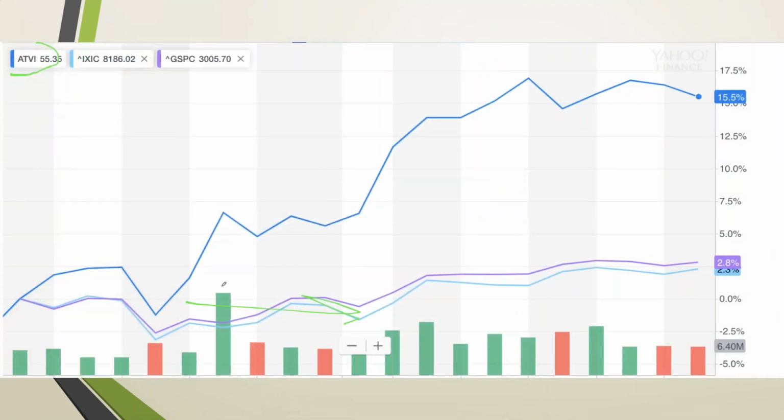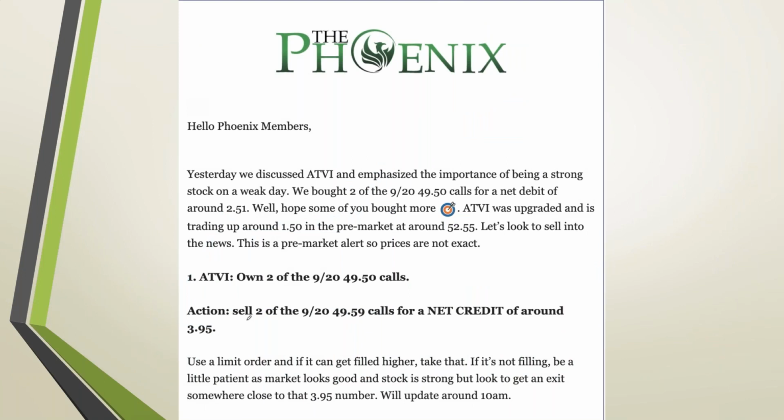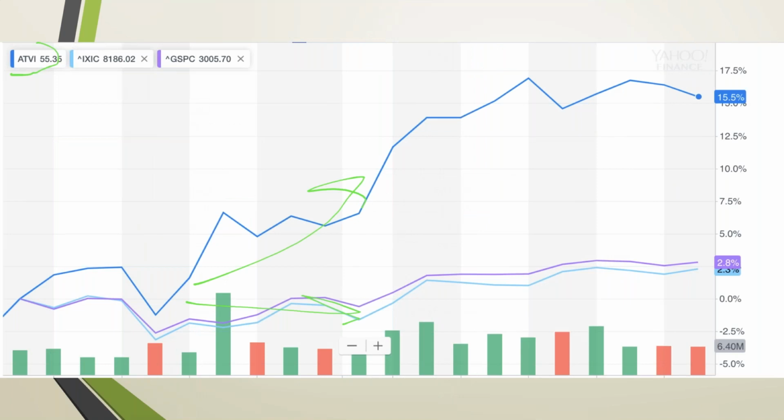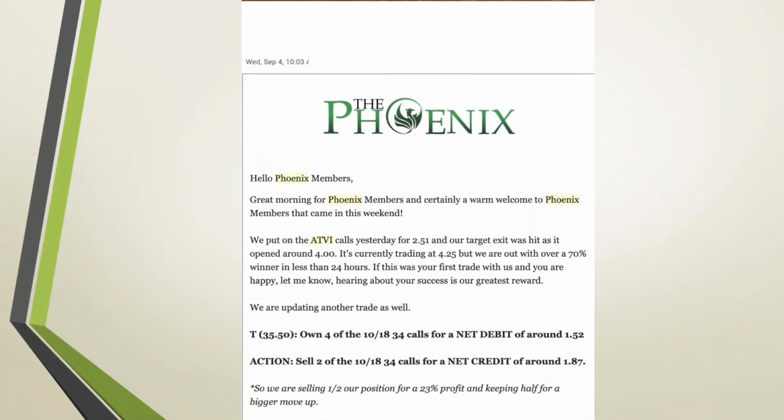The markets were going stagnant. Activision was outperforming the markets. So we came in and we initially bought them, and then we sold two for $3.95. And what did we buy them for? We bought them for $2.51. So again, it was a huge win just finding a strong stock in a weak market, and you see the detailed explanation in the quote.